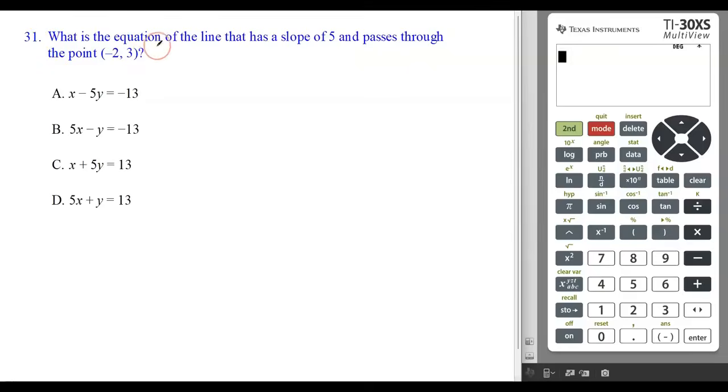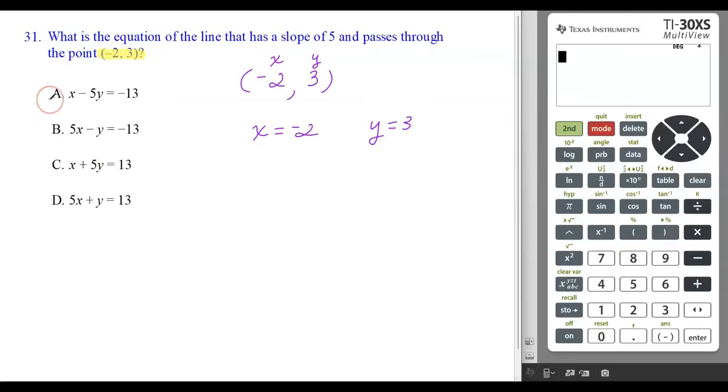Question 31. What is the equation of the line that has a slope of 5 and passes through the point -2, 3? Let's look at this point first, -2, 3. This is an ordered pair because the two numbers are enclosed by parentheses. So the first number, -2, is your x coordinate, and the second number here is your y coordinate. In other words, x equals -2 from here, and y equals 3.